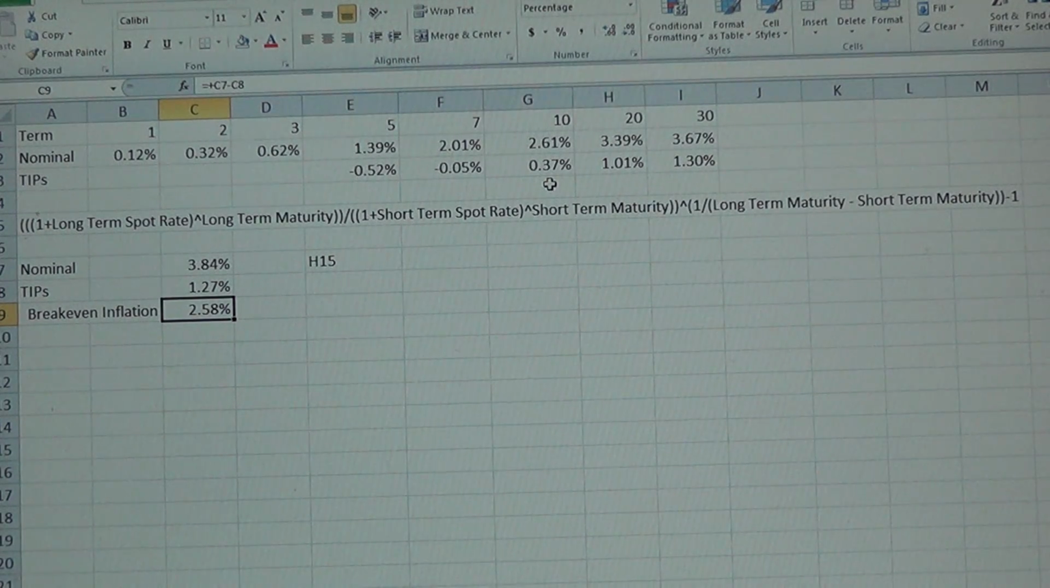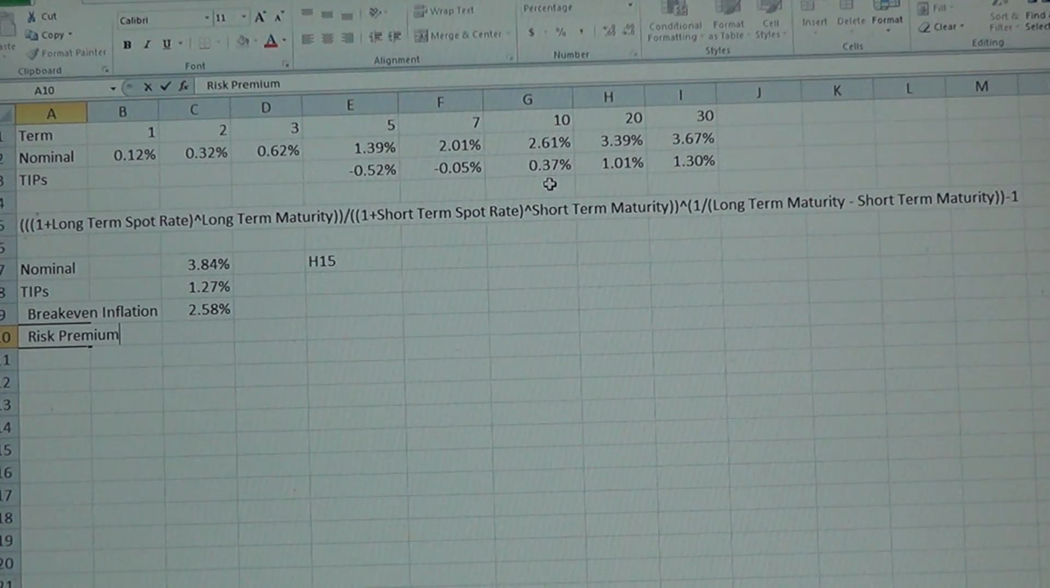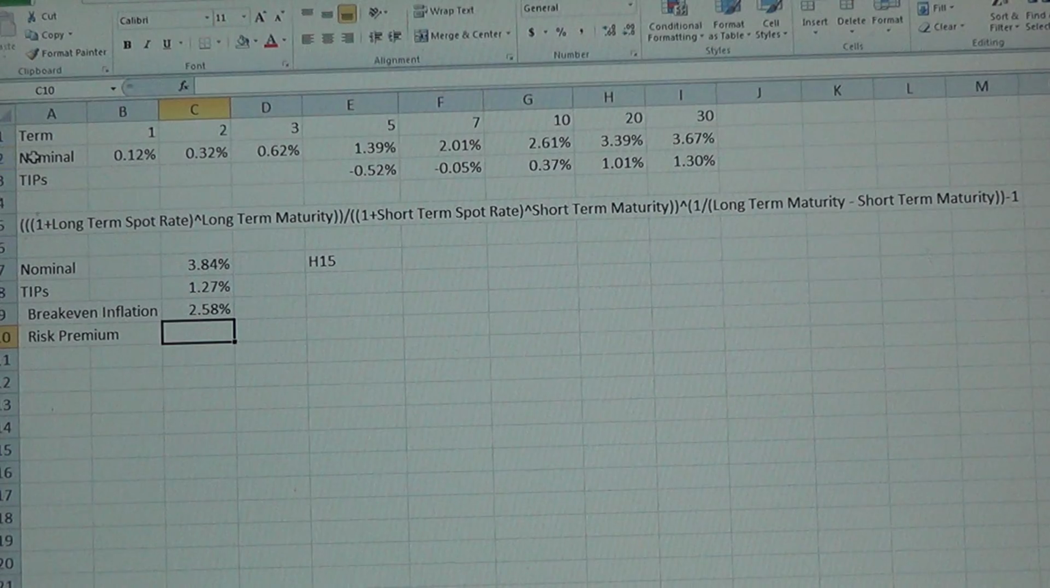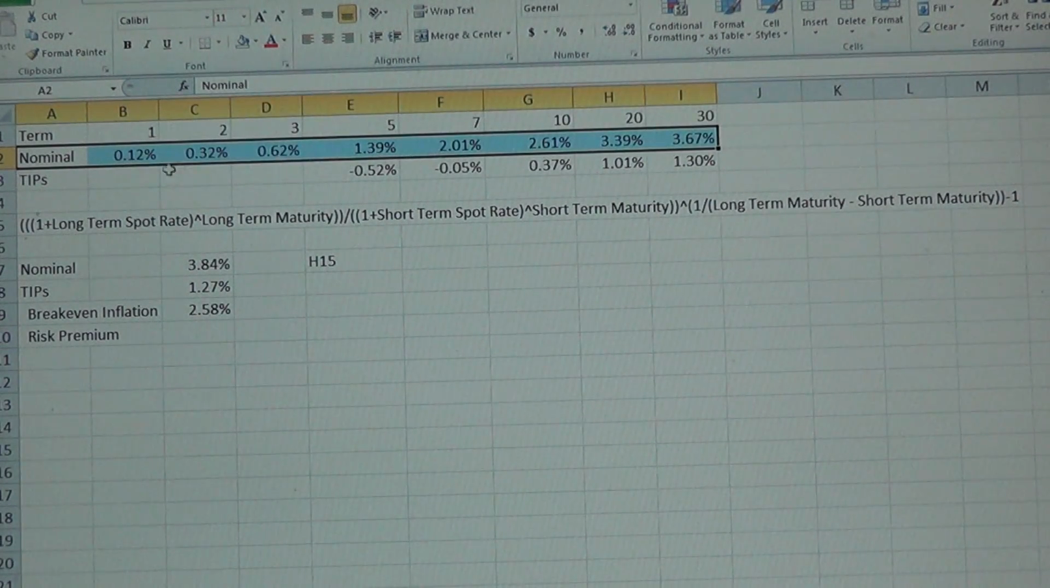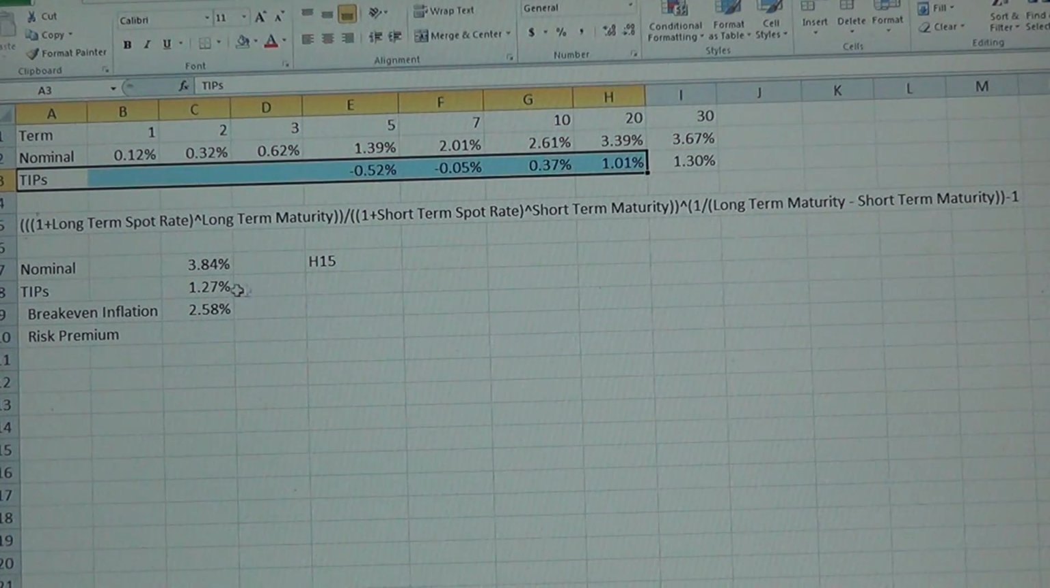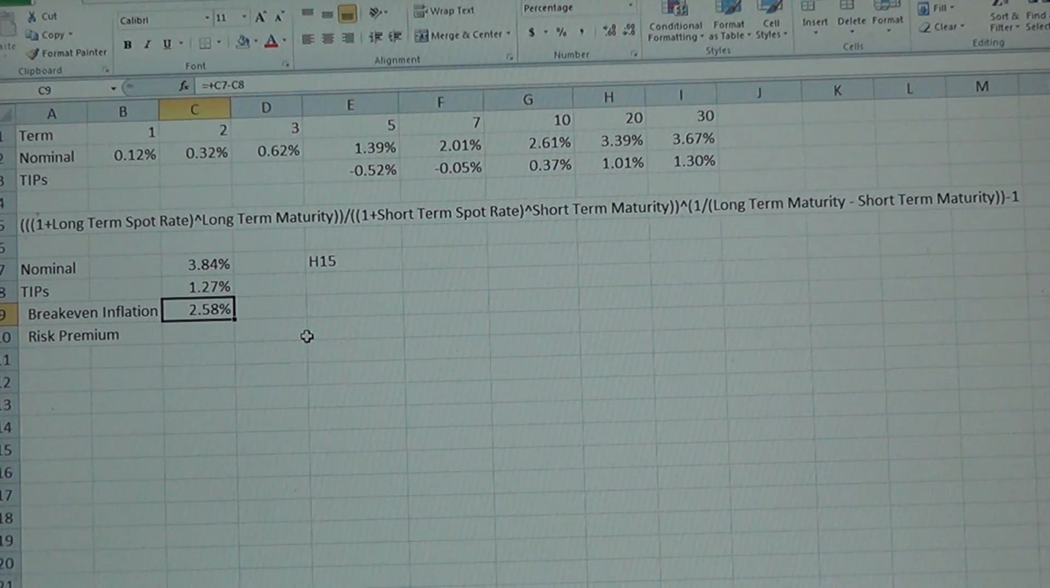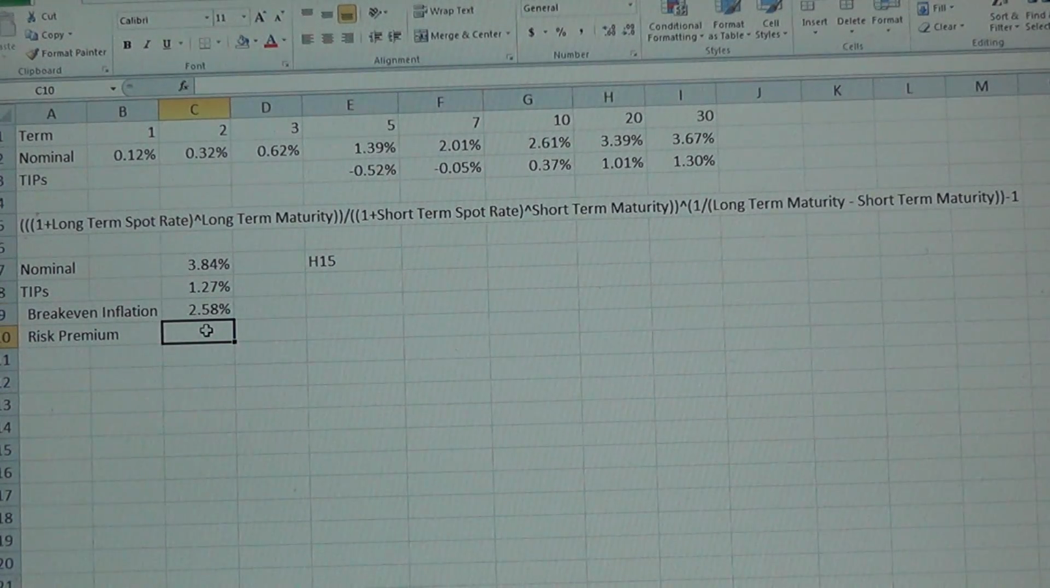Now, this economist I spoke to, he did say that he believes there is a risk premium in this number. That is, the nominal Treasury has a lot of risk related to inflation, whereas the TIPS is protected from inflation. So this 2.58% is not just what the market thinks about inflation, but it also includes a risk premium. What is that risk premium? Well, that's the difficult part. That's theoretical. Last time I read his papers, he believed it's about 0.25%.